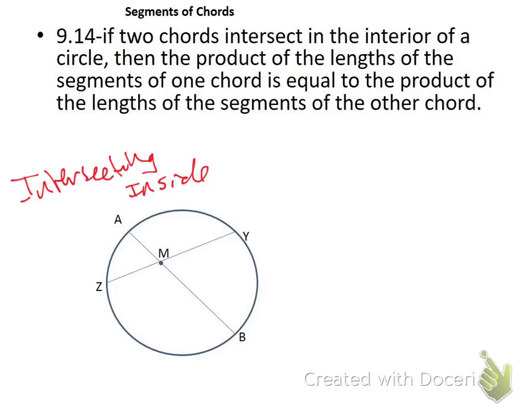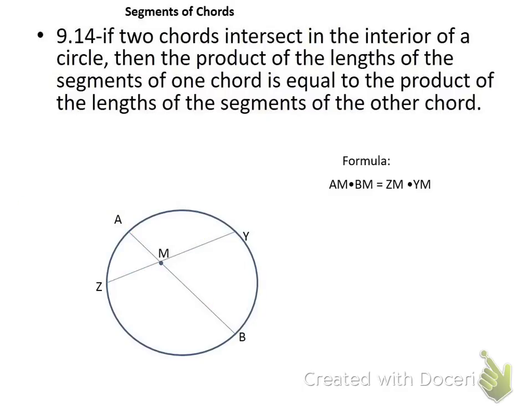And when this happens, this theorem basically says that the segments of the chords, if you multiply them together, will be equal to each other, right? So in this particular example, AM and MB are segments of one chord. If you multiply AM times MB, then that'll be equal to multiplying the other segments of the chord together. So ZM times MY. And to write that out would look like this. Okay? And you can color coordinate these.